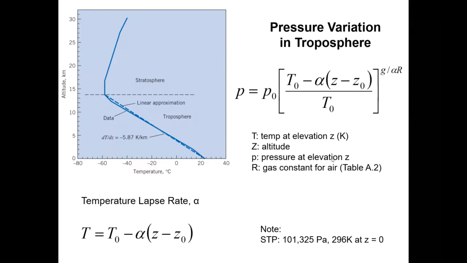What you'd be given in a problem like this is the pressure at a known elevation. And then we want to find out, if you go up through the atmosphere, what will be the temperature up there, and therefore, what will be the pressure at that new location? So this is the formula that can describe that.